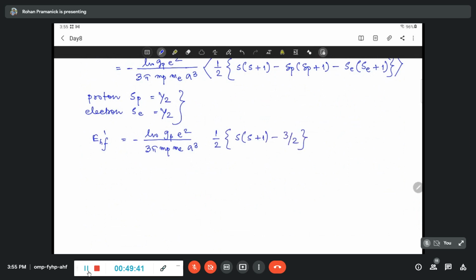So this is the expression for the hyperfine splitting for a total spin S. So let's make it a box over here.